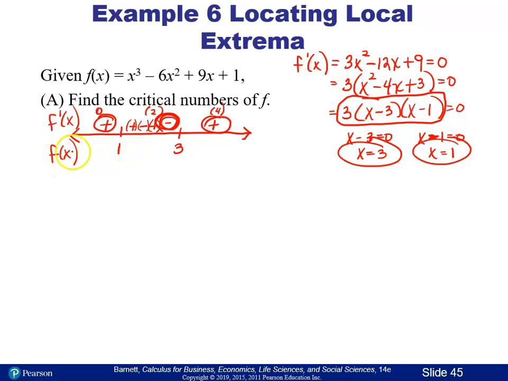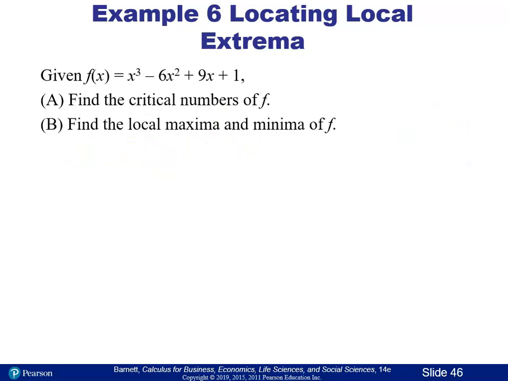So for my original function, since it's a positive first derivative, it tells me it's an increasing function. Negative first derivative tells me it's decreasing. And then another positive first derivative tells me that it's increasing. So my critical numbers, be sure that you actually answer the question. Sometimes you can get kind of caught up in what you're doing. Your critical numbers are 3 and 1.